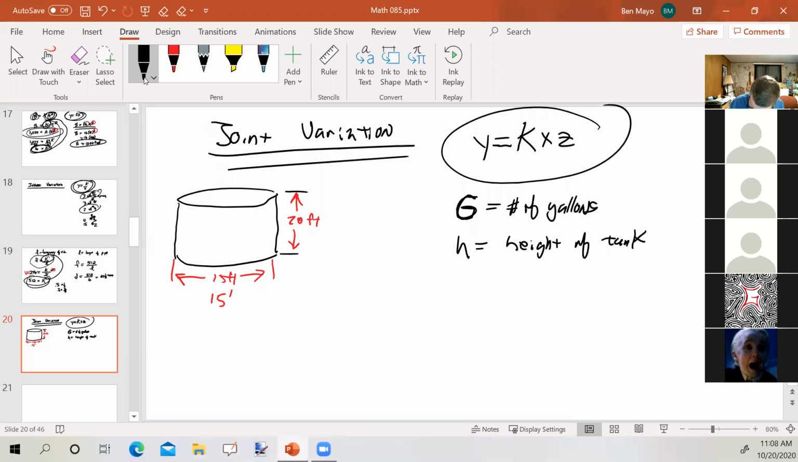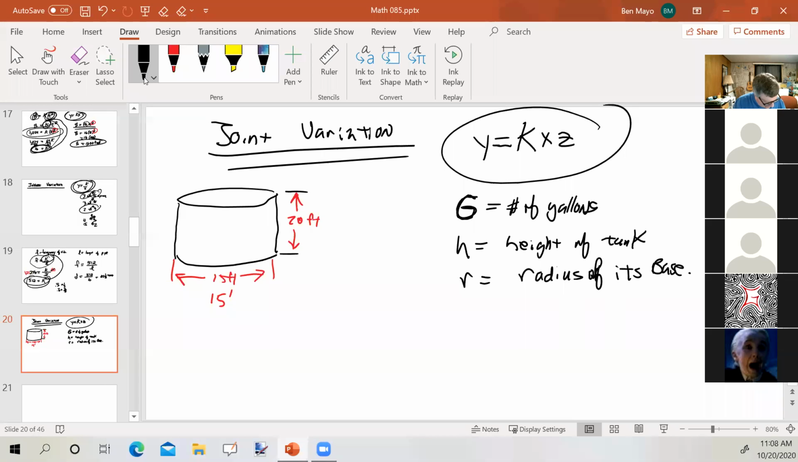And R is the radius of its base. Okay, so G is the number of gallons that are in the tank. H is the height of the tank, and R is the radius of its base.